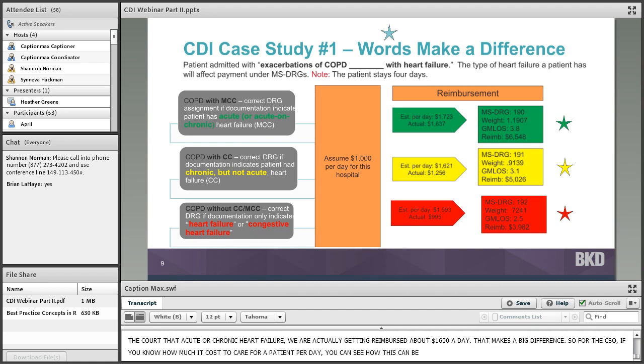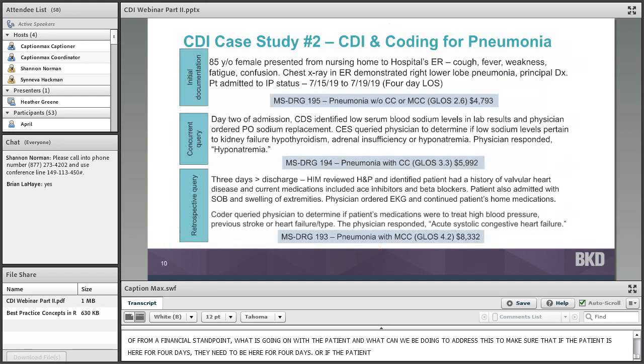So for the CFOs that are on the call, if you know how much it usually costs to care for a patient per day, you can see how this can be applied to your numbers to see, from a financial standpoint, what is going on with our patients and what we can be doing to address this. If the patient is here for 4 days, they need to be here for 4 days. Or if the patient is here for 2 days, do they need to be here for 2 days? We need to ensure that the reimbursement is appropriate.